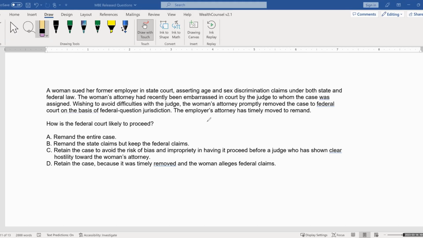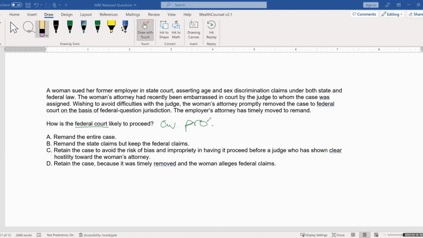Now we'll run through this question by looking at the call of the question, then the answer choices, then go back to the fact pattern. The call of the question is, how is the federal court likely to proceed? This is a very good indication that it's a civil procedure question. It could be that they are testing you in another area of law that's more substantive rather than procedural. However, just think that it's a civil procedure question and shift gears if you end up seeing other hints that they're testing you in another subject area.